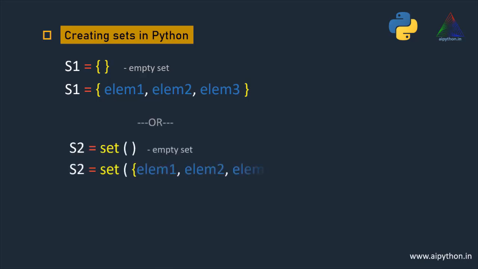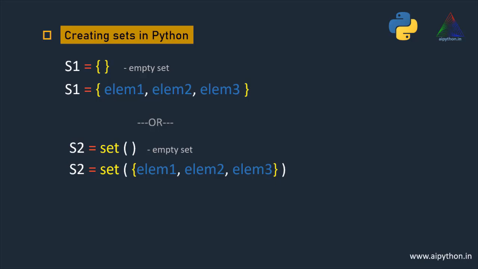There is another method to create a set, using the set method. This is a predefined function in Python where you can write, for example, S2 equal to set, and here you don't write curly braces. Instead you write normal parentheses. That means this is a method which invokes the set command and creates a set object in Python with the name S2. Or, if you want to initialize it with certain values, you can write the same, and in the parentheses you mention the elements in curly braces. So these are the two simple methods by which we can create a set.